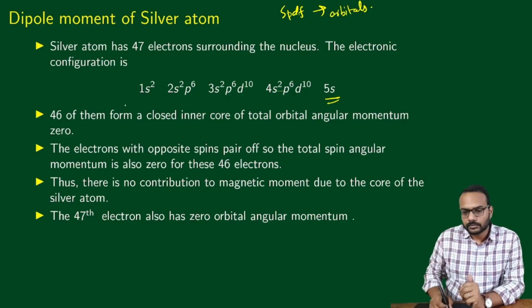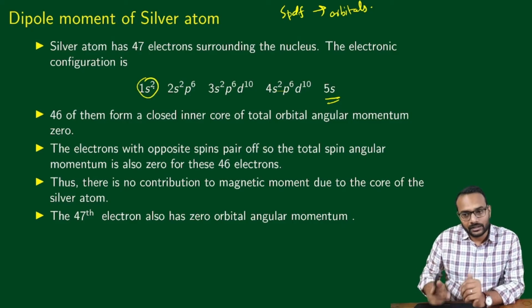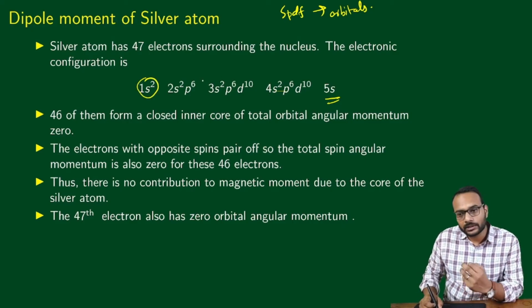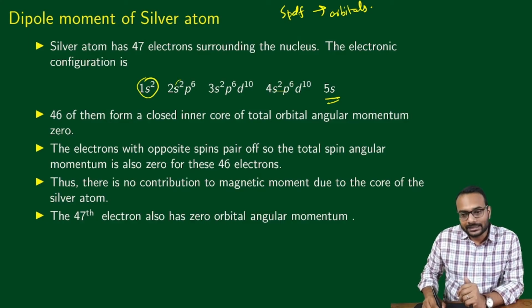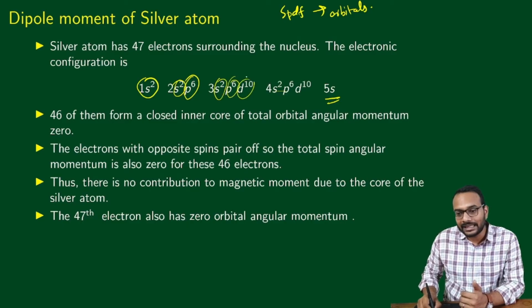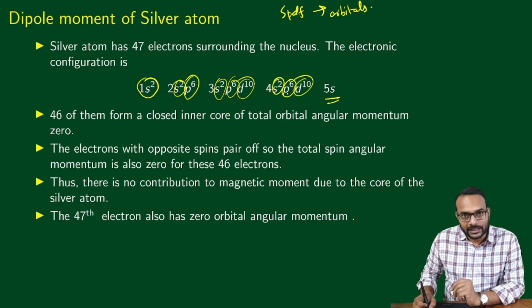Now if you look at all these orbitals, the first s orbital is completely filled. Its capacity is 2 electrons, and it has 2 electrons. The p orbital is also completely filled here. Again, these s, p, d orbitals are all completely filled. If you look here, also this s2, p6, d10, these are all completely filled.